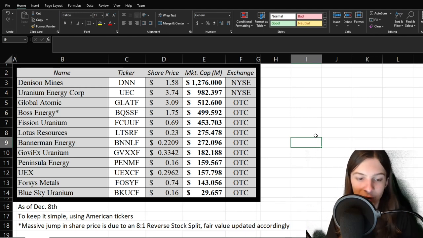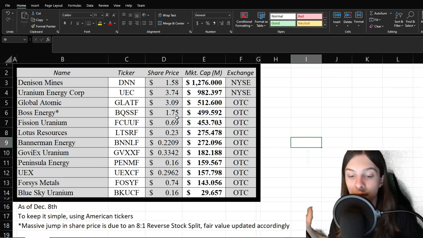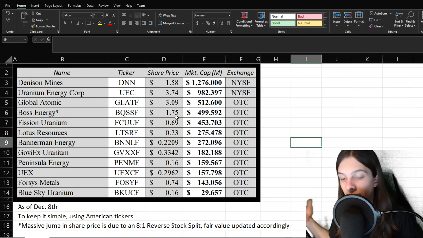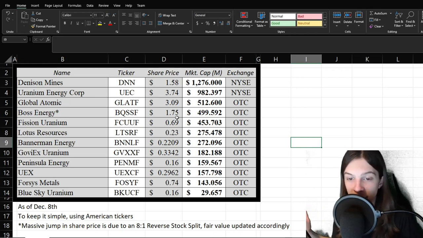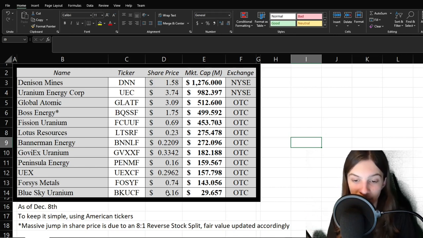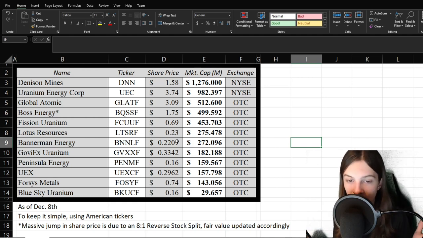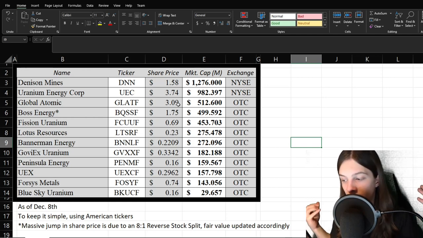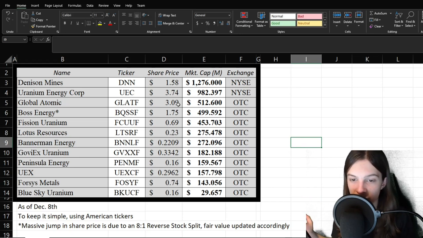And for Boss Energy, the massive jump in share price from last time: no, they have not gone up over 10x since last month. They did an 8-to-1 reverse stock split, and their fair value has been updated accordingly. It makes sense, because stocks always look scary when they're just cents. You know, we see here 16 cents, 16 cents, 22 cents. Those stocks look scary. It gives them a bit more credibility in a way to the average investor, seeing that share price is a little bit higher. Makes them look a little bit less volatile and things like that.